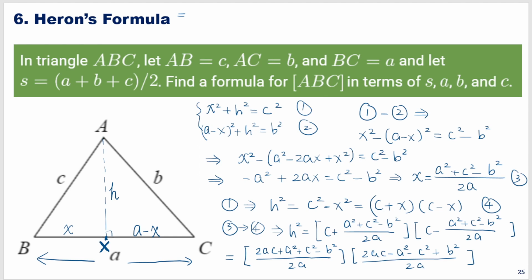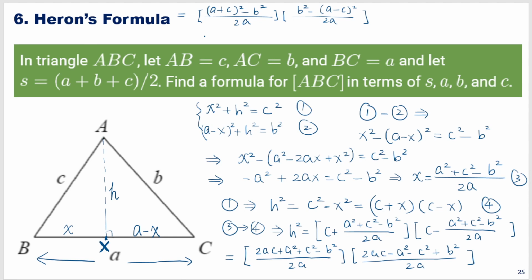That equals, the first one can be simplified to (a plus c) squared, then minus b squared, right? Over 2a. Can you follow me? Our second expression is b squared minus (a minus c) squared, over 2a. Right?